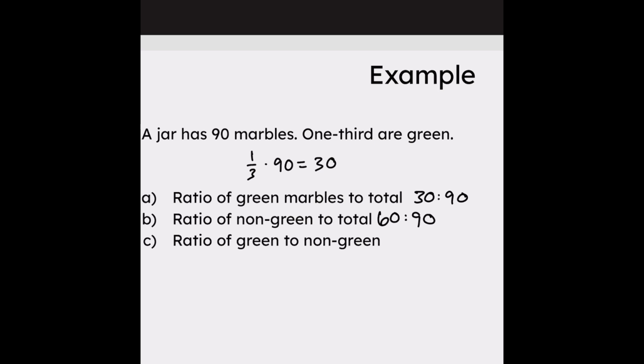What about the ratio of green to non-green? Well, if there's 60 non-green marbles and 30 green marbles, the ratio of green to non-green is 30 to 60. And this one is actually a part-to-part relationship, or a part-to-part ratio, because both of these are parts, and we're comparing two parts.